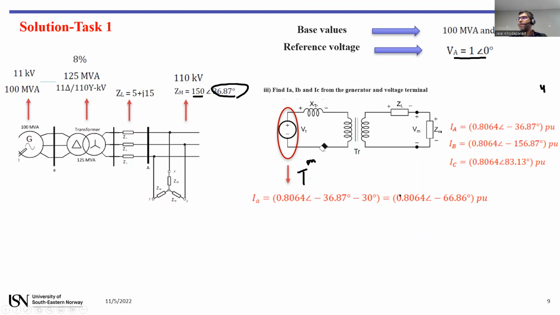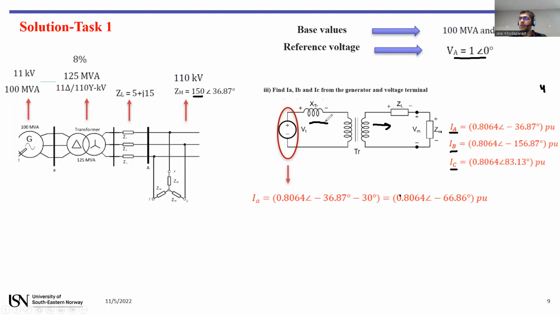Okay. However, another subtask asks us to calculate the current on the other side of the circuit, the current from the generator side. From the previous result, we know the current here, the current in phases A, B, and C.